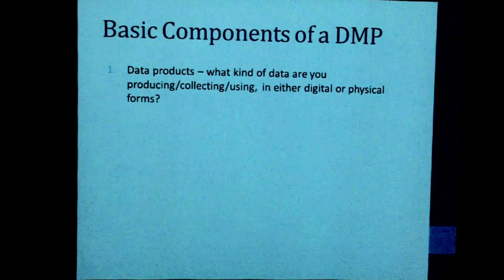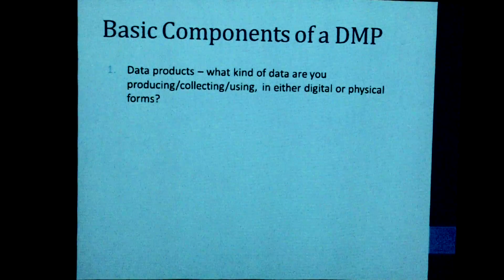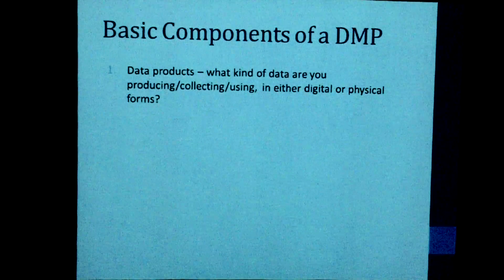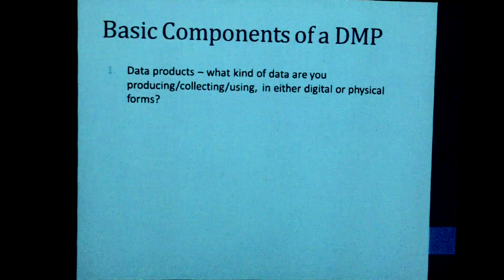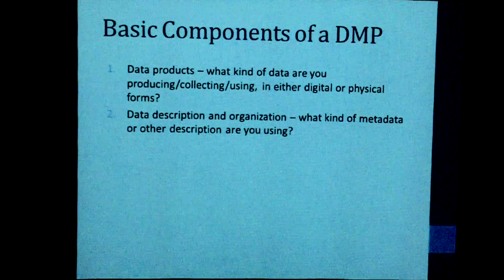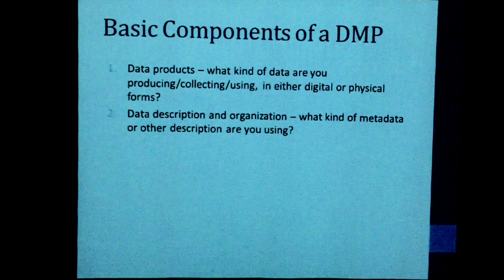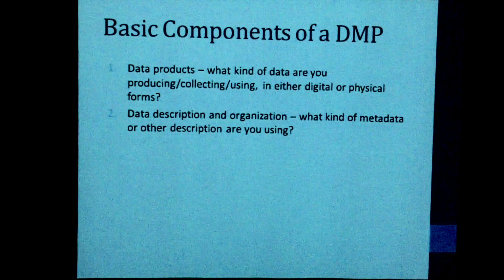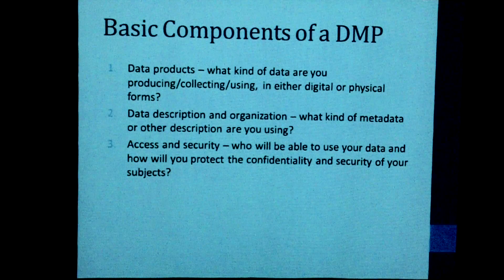So those are the 5 basic components of a DMP that will go into most funder plans. The first is data products. You need to think about what kind of data you're producing or collecting or using, whether that's in digital or physical form, and we'll talk more in depth about what questions you need to be thinking about with these. Second, data description and organization: what kind of metadata you're going to be collecting about your data, or otherwise how you're describing and organizing your data so it has context and it's useful to someone else besides just you or the person who collected it.